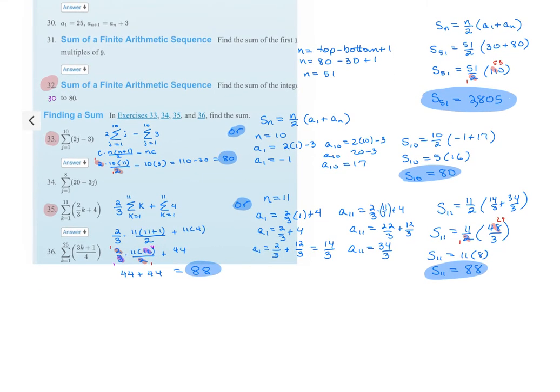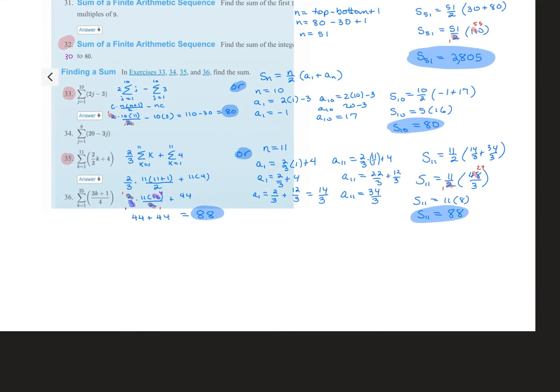32. So find the sum. Oh, this is the one that gets cut off. Find the sum of the integers from 30 to 80, right? So first of all, if it's 30, then 31, then 32, and so on and so forth, is that arithmetic or geometric? Arithmetic. So this is the sum of an arithmetic series. So n over 2 times first plus last. So how many terms are there from 30 to 80? This is where it gets hard.